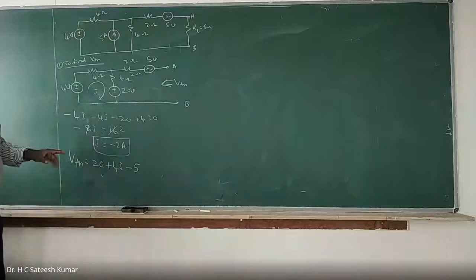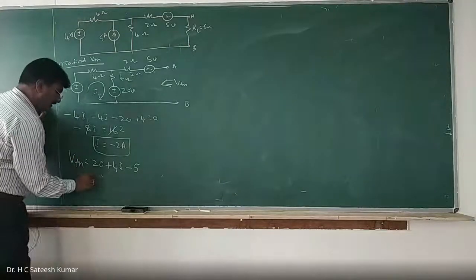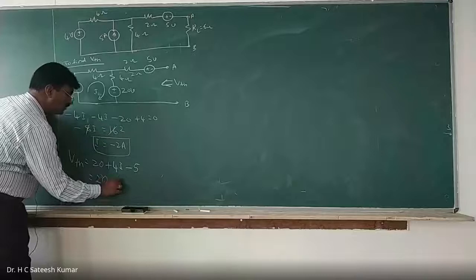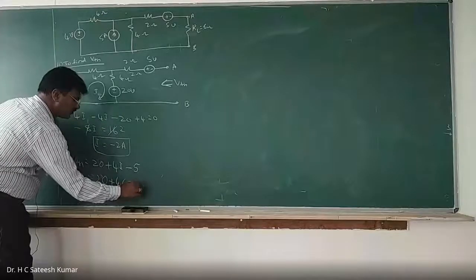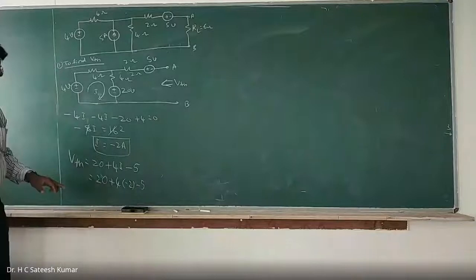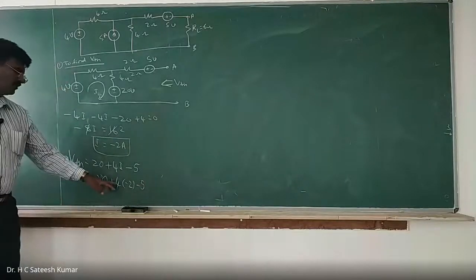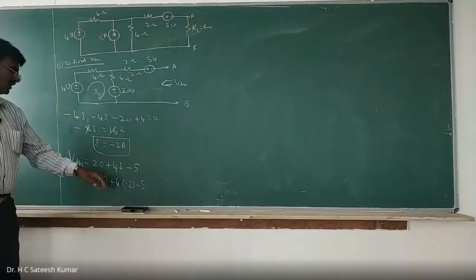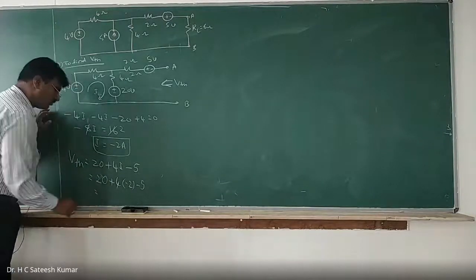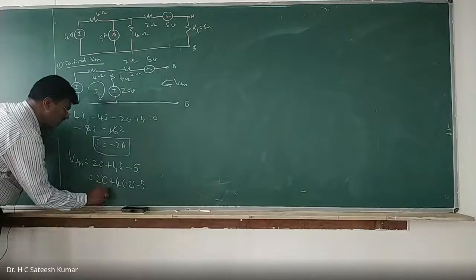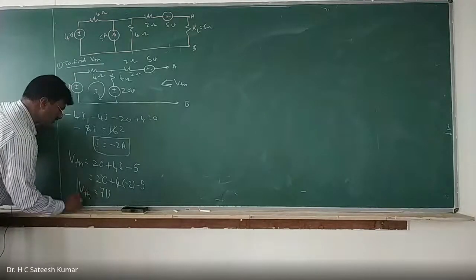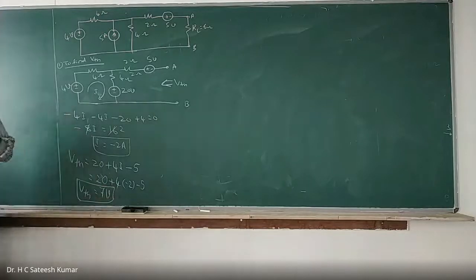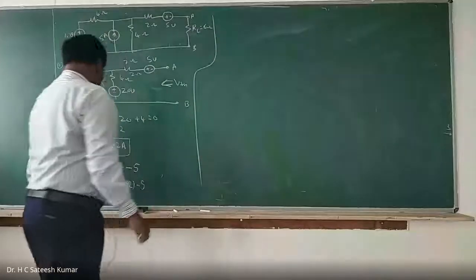but voltage will be there. So you can write 20 plus 4 into I, which is minus 2, minus 5. 20 minus 5 is 15. 4 into 2, so minus 8. 15 minus 8 is 7 volts. VTH is equal to 7 volts. You will get it. Okay, right. VTH, we got it.